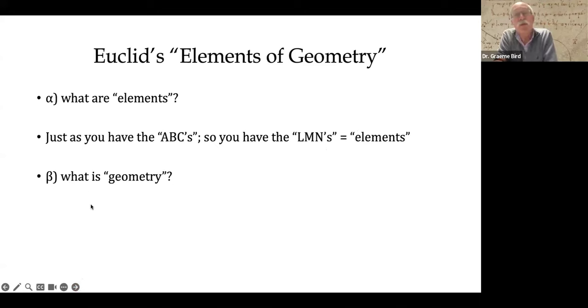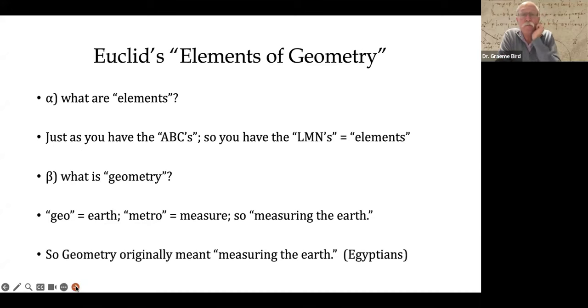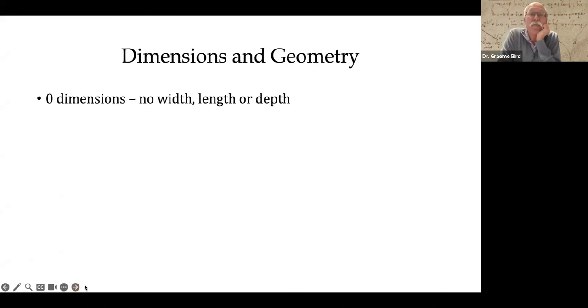And then what is geometry? If you know Greek, you'll know that geo is the prefix meaning earth, like geology, study of the earth. And this is from the verb to measure. So geometry, measuring the earth. So that goes back to the Egyptians, right? As Proclus already said, but we can take it a lot further than that.